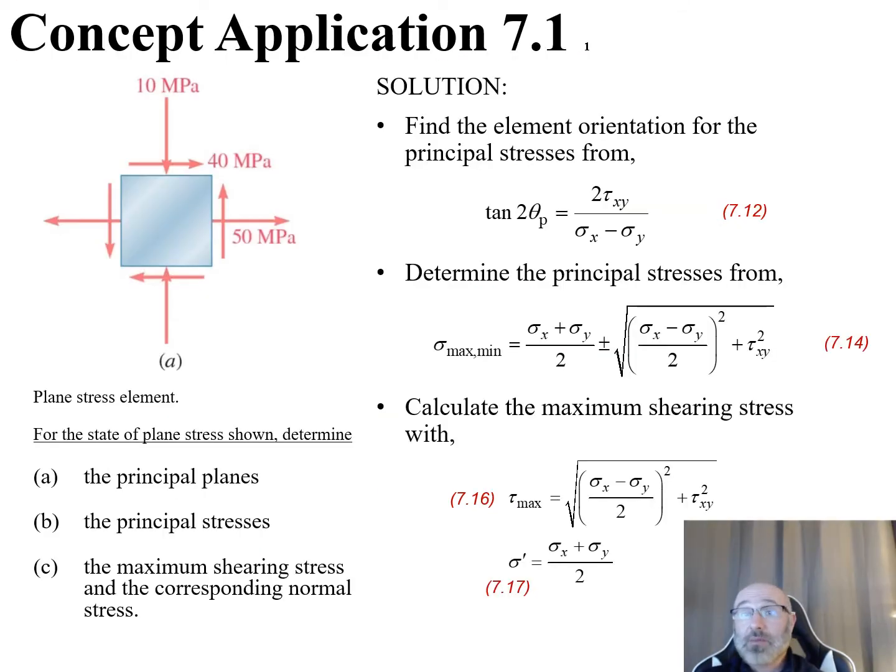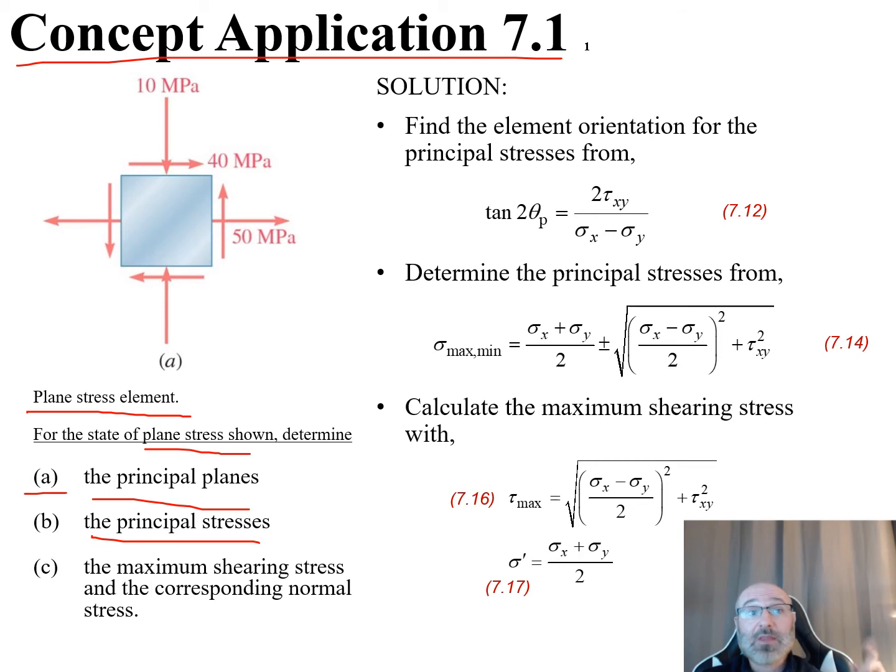So now let's apply some of that theory and those governing equations we just looked at to an example problem. Let's take a look at concept application 7.1. We can see in this diagram a plane stress element. For this plane stress shown, they want us to determine 3 different things: in part A, the principal planes; part B, the principal stresses; and in part C, the maximum shearing stress and the corresponding normal stresses. So technically we have 4 things that we're going to be solving for.